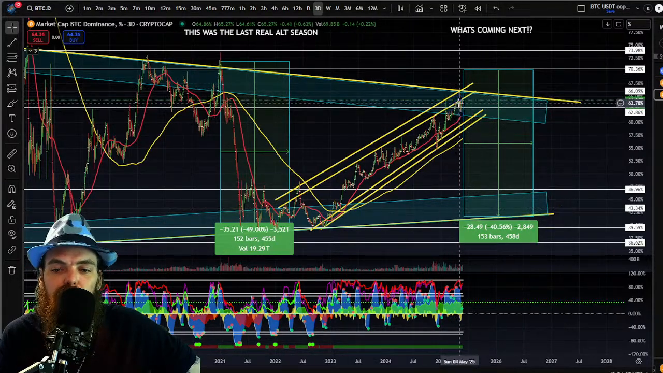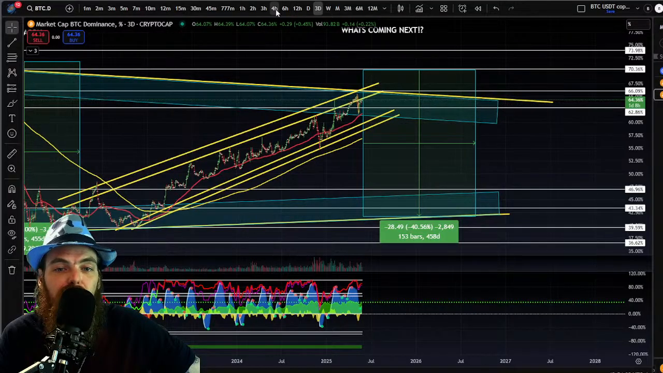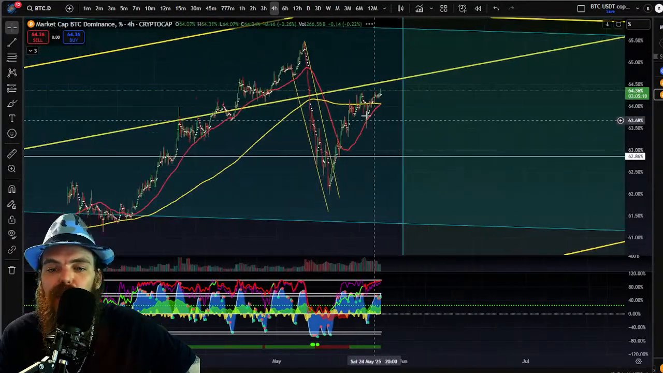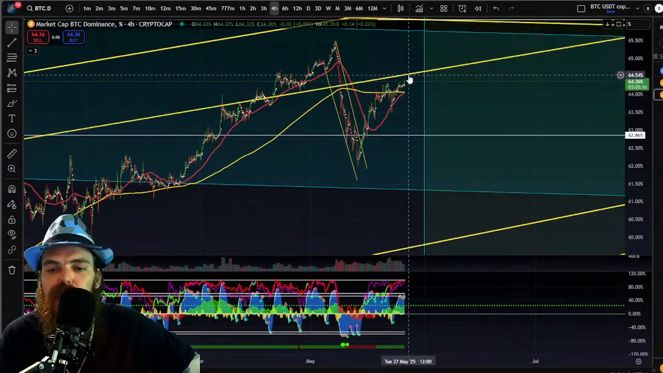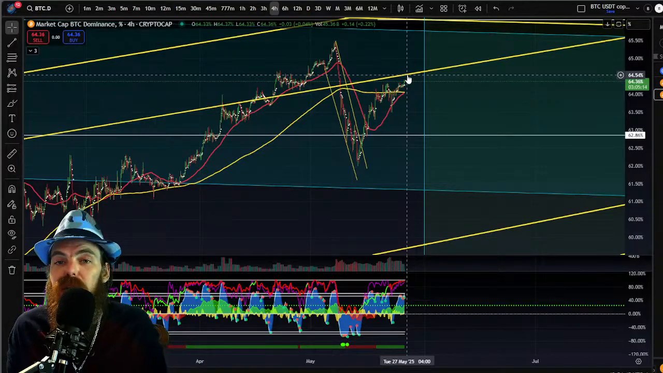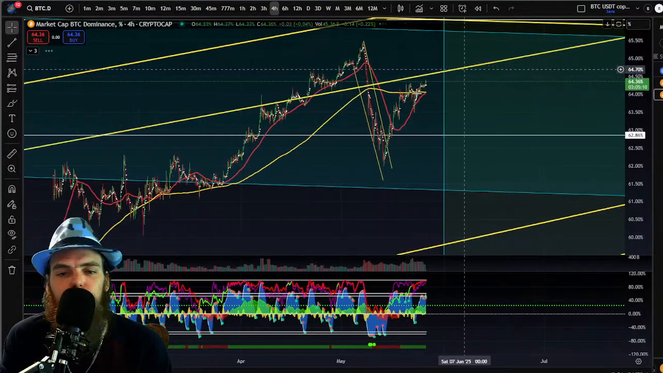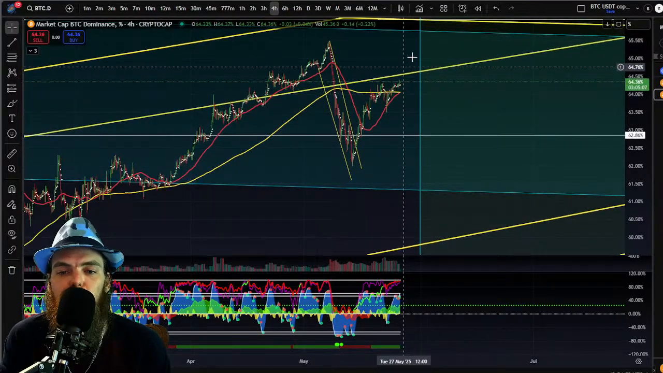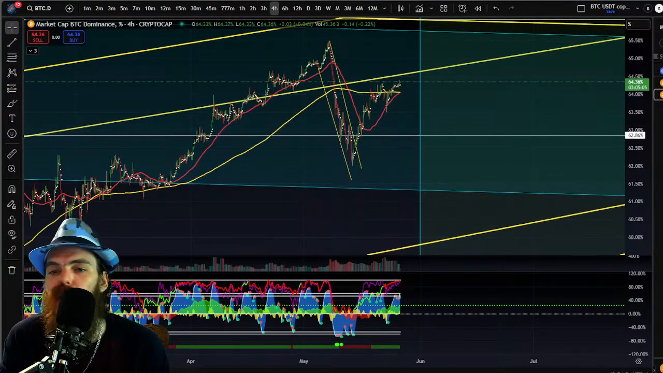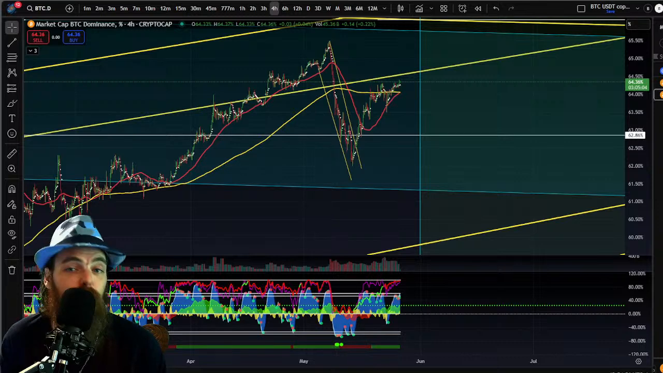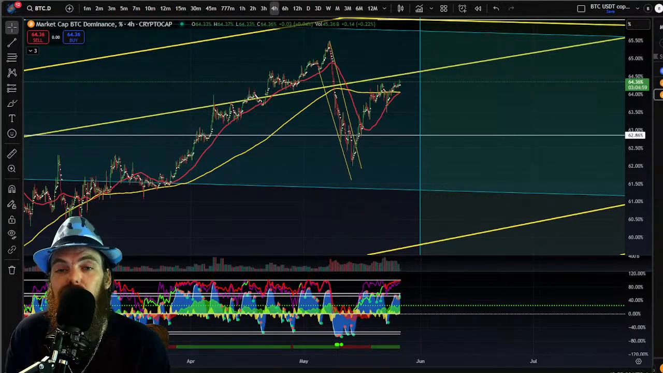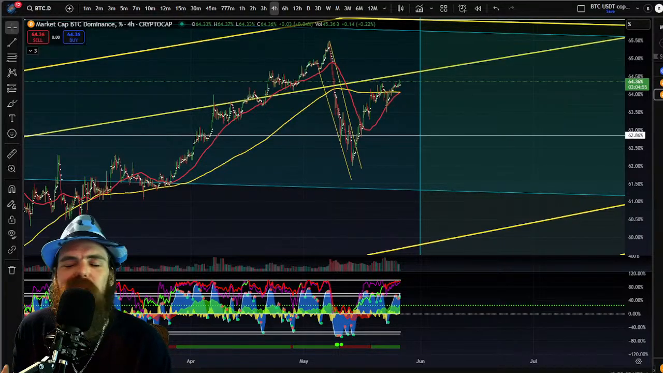But we've already dropped a level. So now we need to get back above this level. Dominance needs to push this line. If it doesn't, alts win, we get our wish, and alts are going to do great. If it pushes back up through here, Bitcoin's going to hit those higher levels. It's going to hit that red line we talked about. Altcoins aren't going to be ready just yet. We're going to do one last crazy move up into that maybe 120, 138 area if people are really lucky.